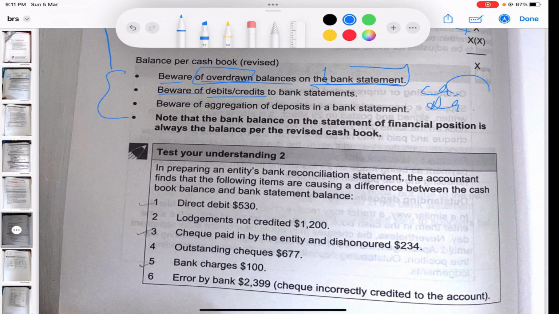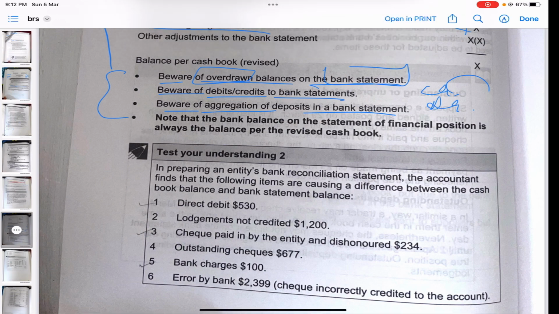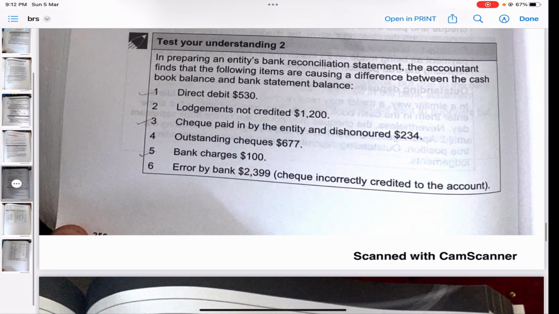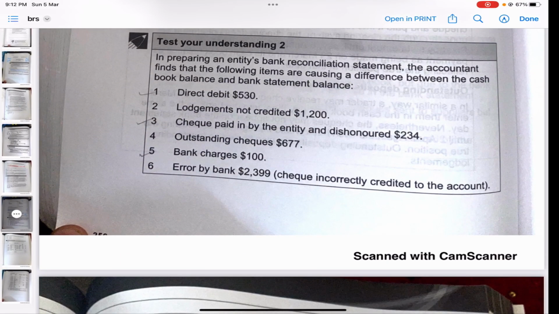Be aware of debit and credit to the bank statement. If someone says that the bank statement was debited, that means money has been taken out. The bank statement was credited with 50 rupees, that means money has been put into the bank account. Be aware of aggregation of deposits in a bank statement. These are the things which will be given in the question, and you need not be confused. We'll just be solving all the questions and it will be clear for you all. Now we are done with the chapter. We just have to solve the questions. Let's just quickly go with the question now.